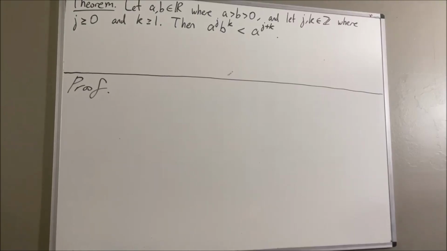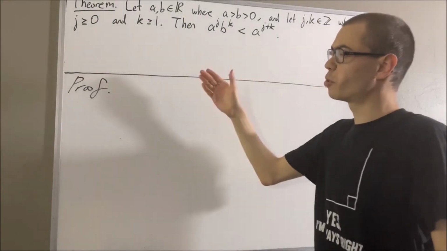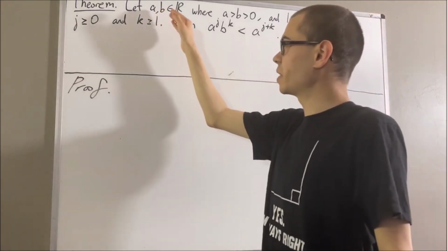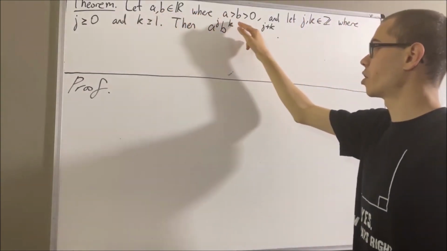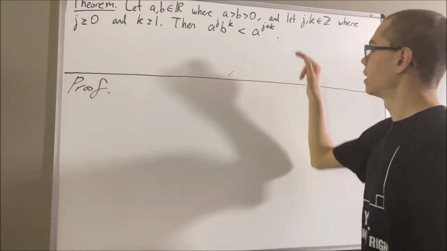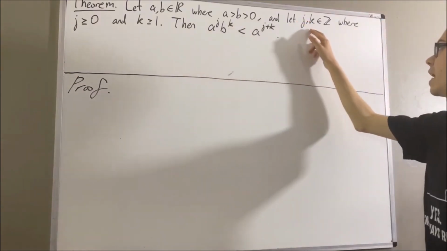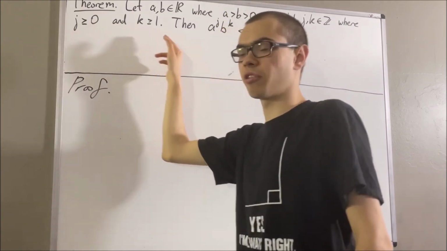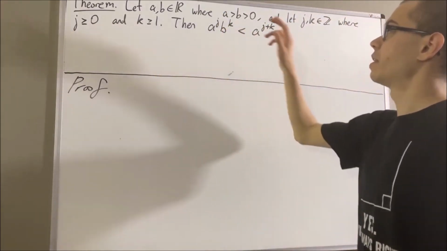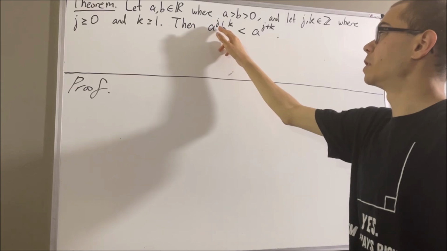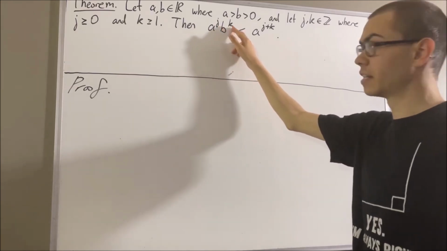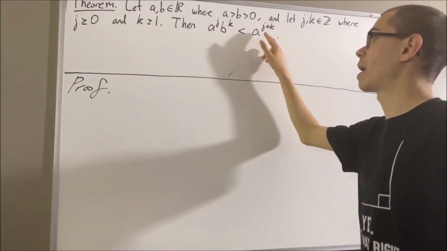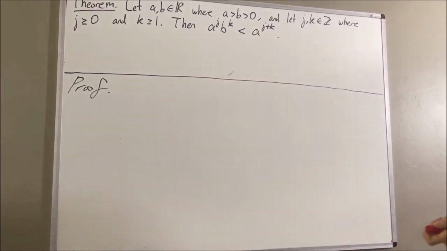Hello! In this video, we are going to prove the following theorem. Let a and b be real numbers, where a is greater than b is greater than 0. And let j and k be integers, where j is greater than or equal to 0 and k is greater than or equal to 1. Then, a to the power of j times b to the power of k is less than a to the power of j plus k.